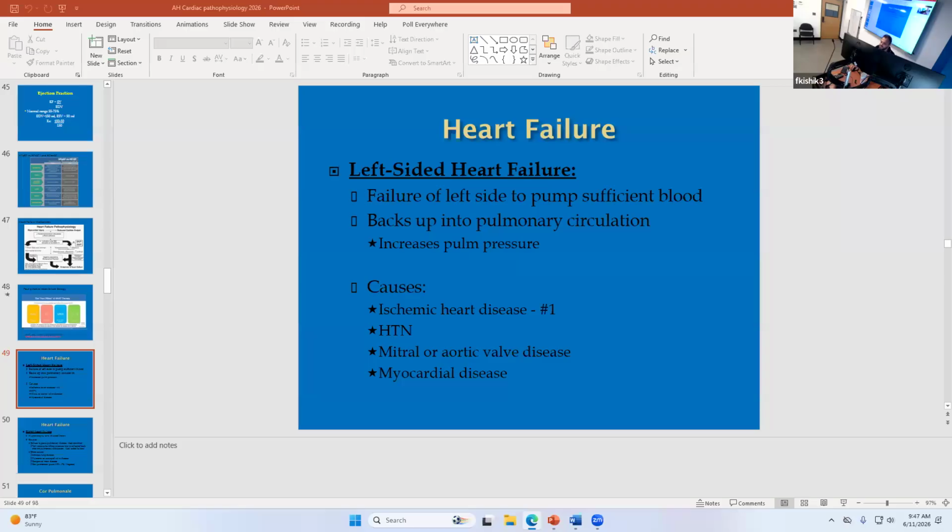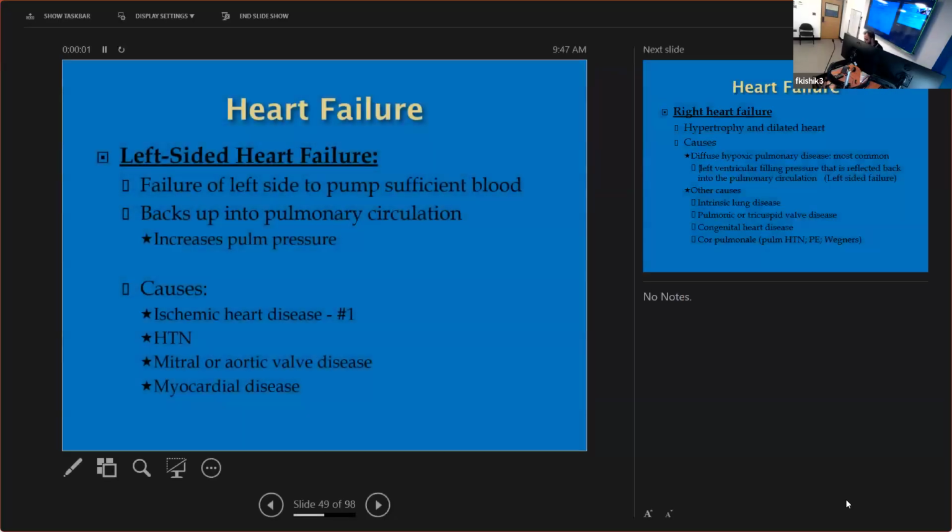Aortic is most common in developed countries, but mitral is more common worldwide. I guess we're both right. Kind of, but worldwide. I said which valve is affected, but yeah, regurg.